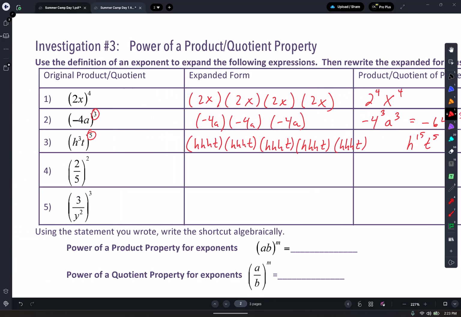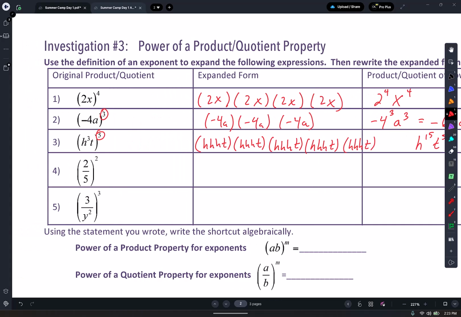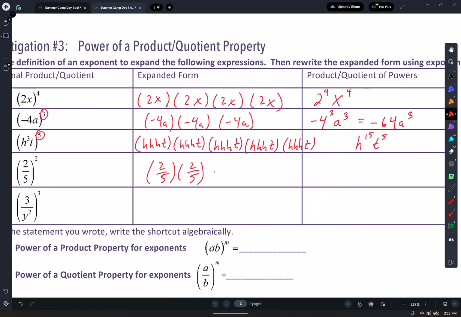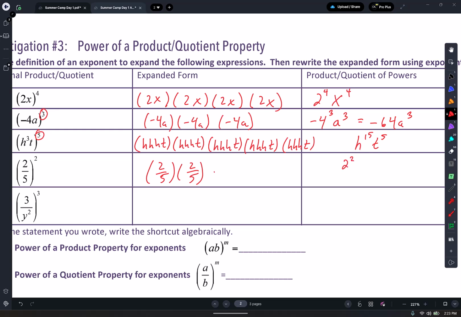All right. Yeah, see, this is 2/5 to the power 2. Don't worry, we'll be done pretty quick. 2 over 5 times 2 over 5. So what do I have? How many 2's do you see in the numerator? How many 5's do you see in the denominator? There it is.